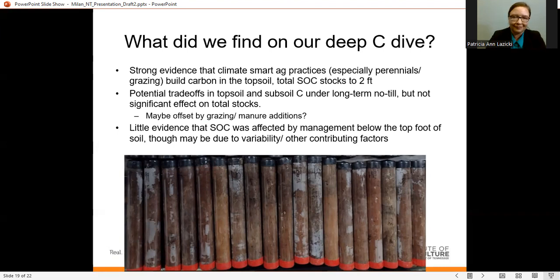We didn't see much evidence statistically that soil carbon was affected by management below the top foot of soil, but we did see some indications. I pointed out a few times those fields that tended to be high in the topsoil and all the way down the profile. And the lack of significance may be due to variability and other contributing factors. And as we go on with this project, we'll be measuring some of those and trying to disentangle those effects.